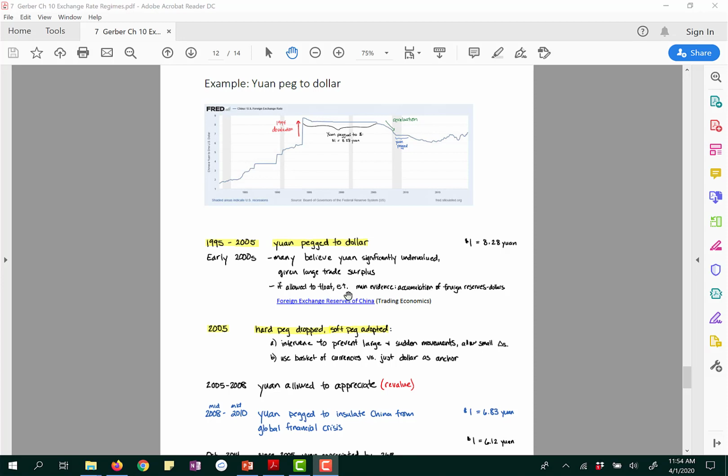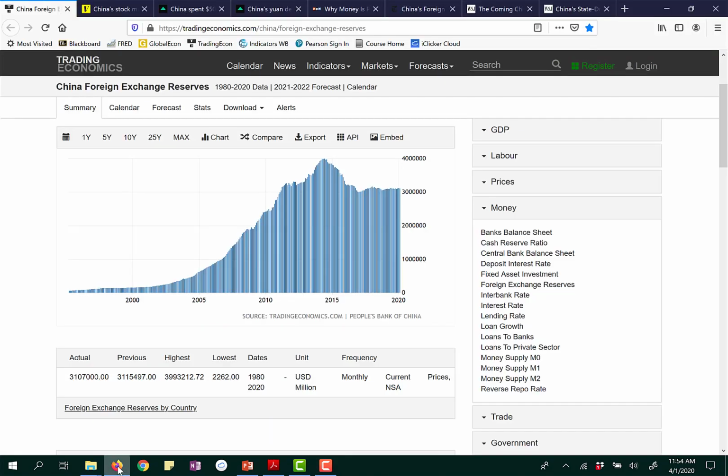So most people believed that China was intervening to keep the value of the yuan below its market value during this time. And the main evidence of that is the accumulation of foreign reserves. We can take a look at that really quickly. So here are foreign reserves accumulating over that time period. They continue to accumulate, but over this time period, they were also accumulating. This is the so-called giant pool of dollars under the People's Bank of China that your podcast quiz was about a couple weeks ago.